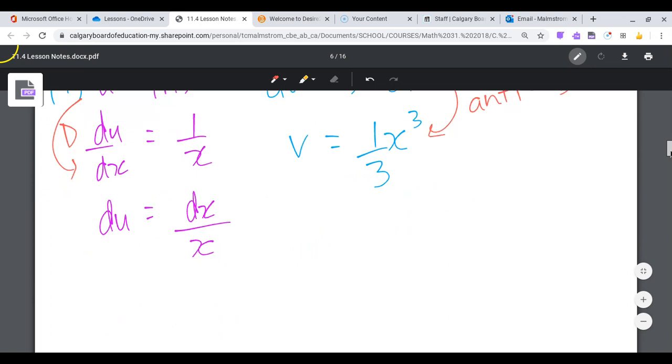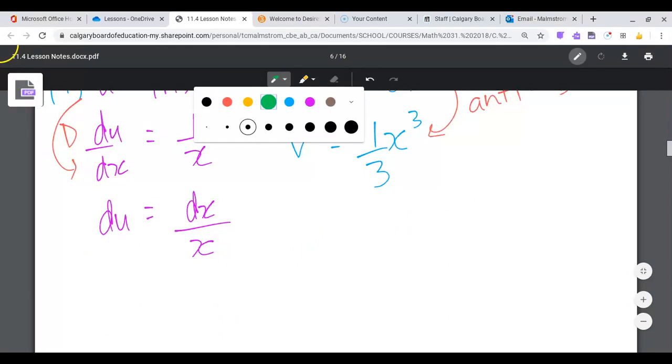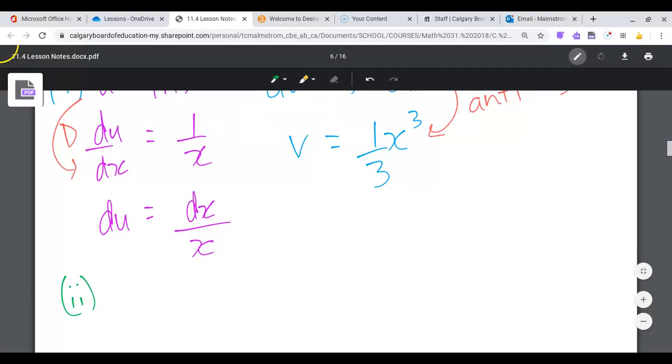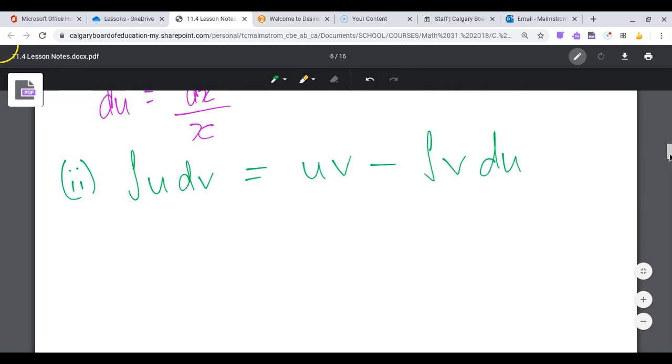All right, there it is. You got our 4 parts. Now we're going to use our rule. I like to write it out so that I know that I'm not missing anything. So I just always write it out. So the integral of u dv is equal to uv minus the integral of v du. And then it's not a bad idea to always write out the beginning part.